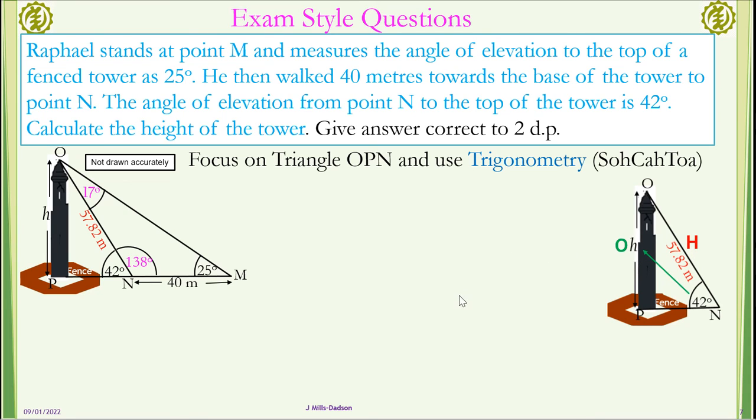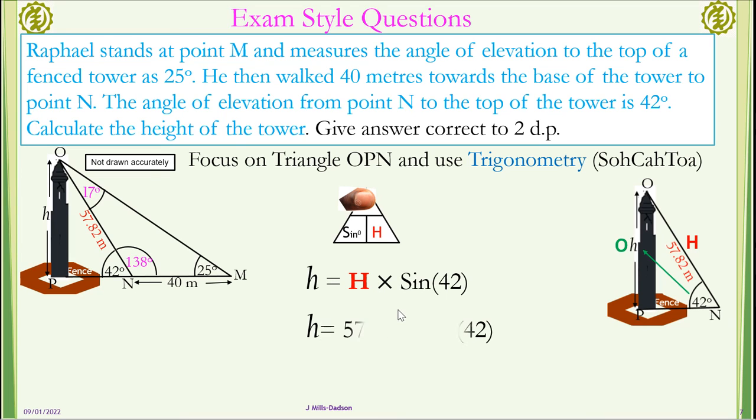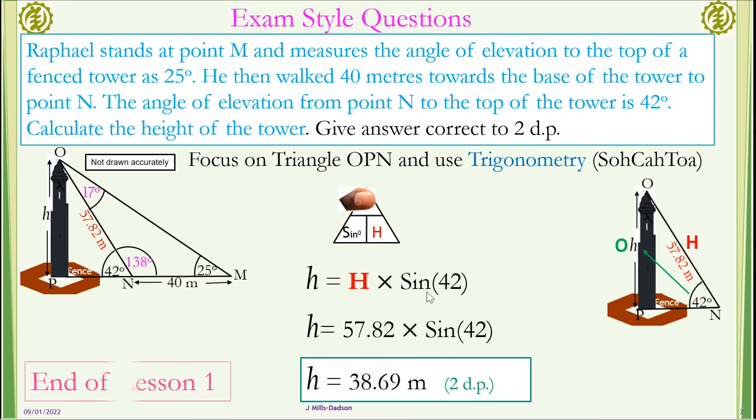And recall your triangle formula. We need the sine triangle formula. And looking for O, which represents the height, we cover O, and that means that our height is equal to the hypotenuse times sine 42. And replace that, and that will give us 38.69 meters.